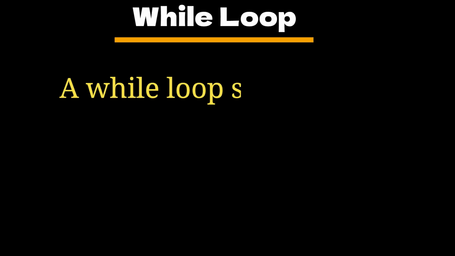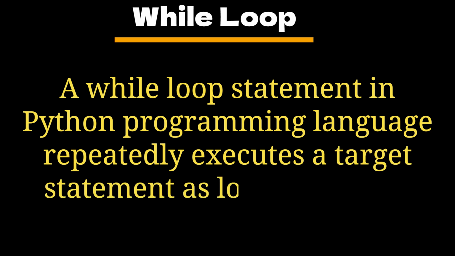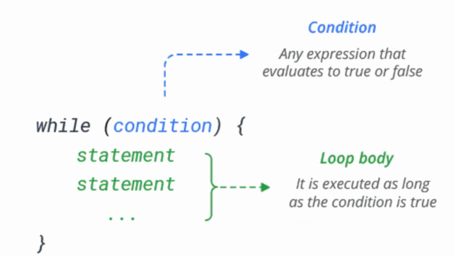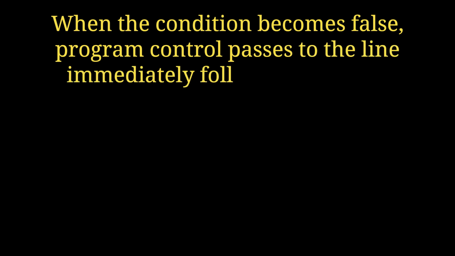So let's start with the while loop. A while loop statement in Python programming language repeatedly executes a target statement as long as a given condition is true. Here is the syntax of a while loop in Python. Here, the statement may be a single statement or a block of statements. The condition may be any expression, and true is any non-zero value. The loop iterates while the condition is true. When the condition becomes false, program control passes to the line immediately following the loop.